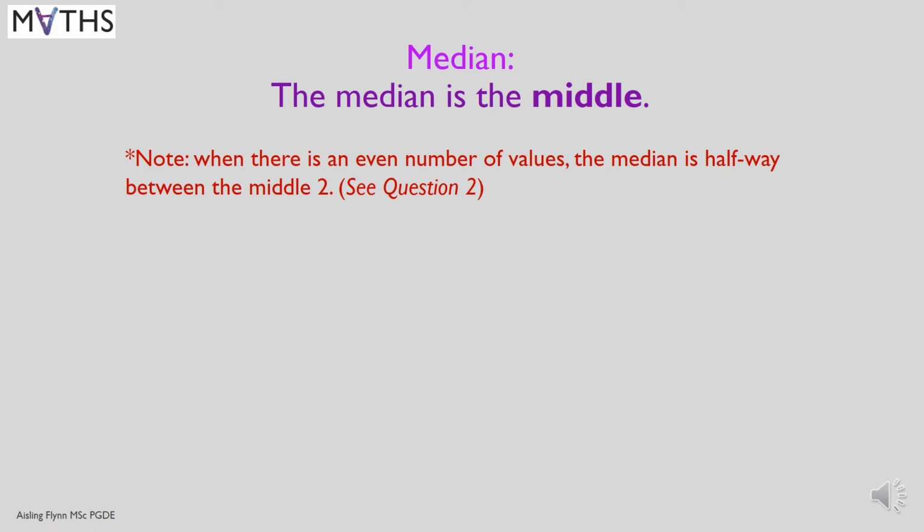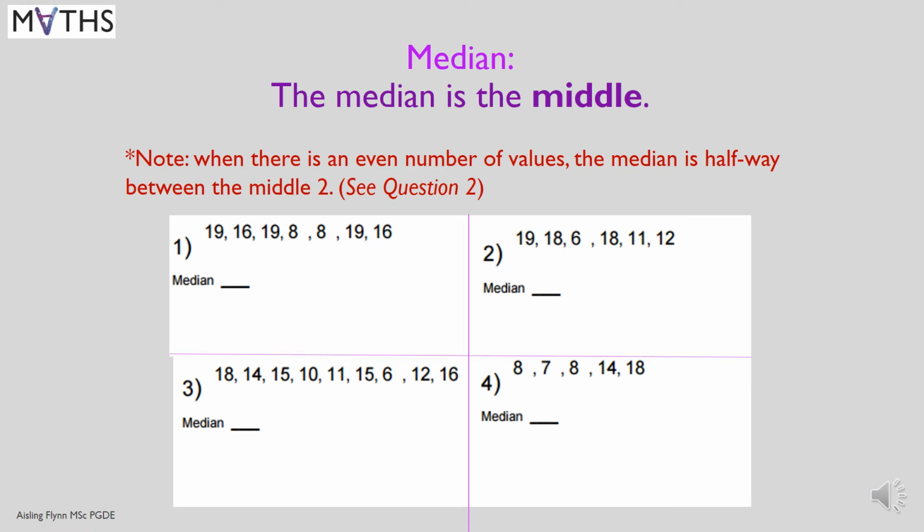Let's practice that a bit. Here are our 4 questions. Note, when there is an even number of values, the median is halfway between the middle two. So see question 2. Question 2 is here, I'll put a star there. I want you to pause the video and have a go at finding the median. Your first task is to rank the numbers and then find the middle, and then come back for the answers.